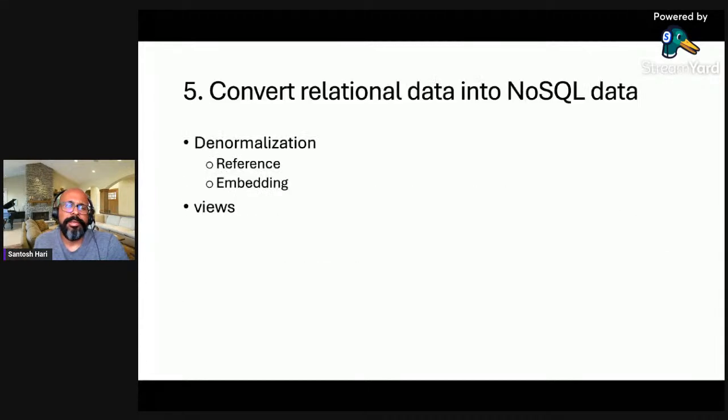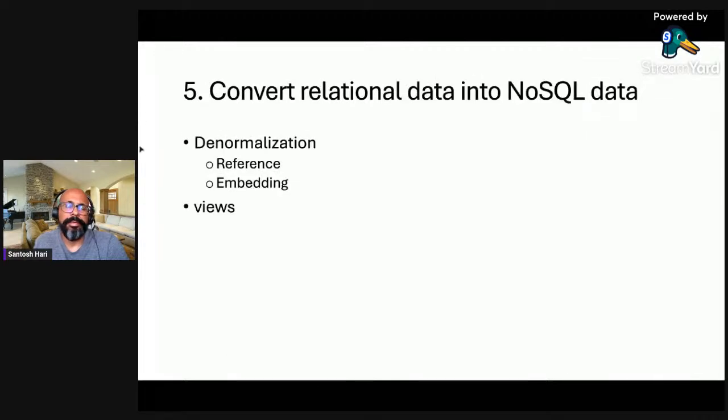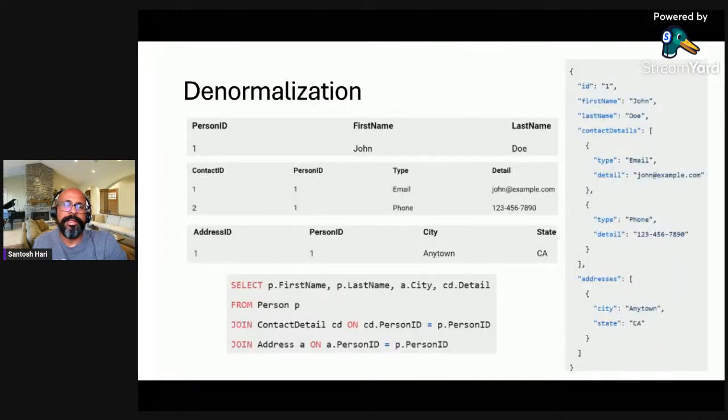I'll jump into a couple of quick things I want to discuss, which is converting relational data into NoSQL data. People always wonder how this happens. We follow two different processes. One is called denormalization. You can reference data or you can embed data. And this is really easy to understand.